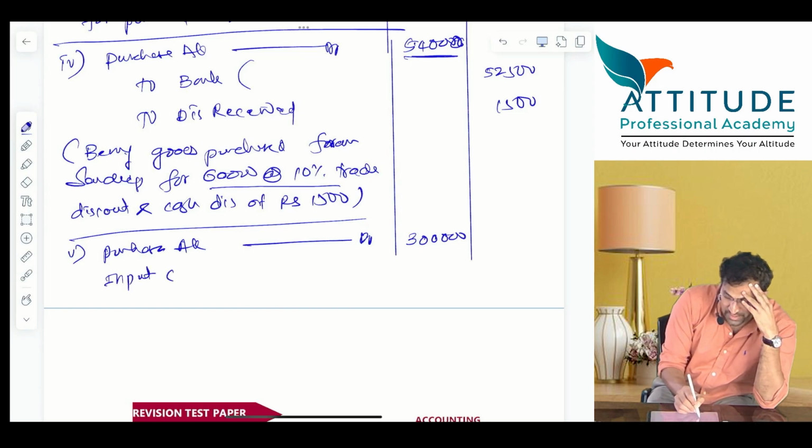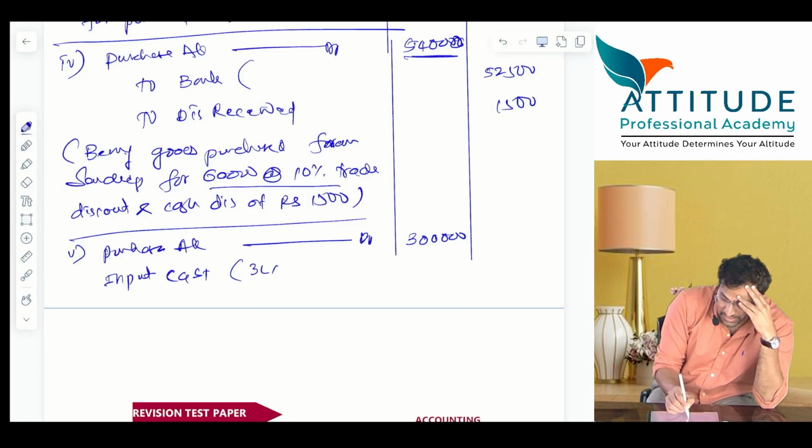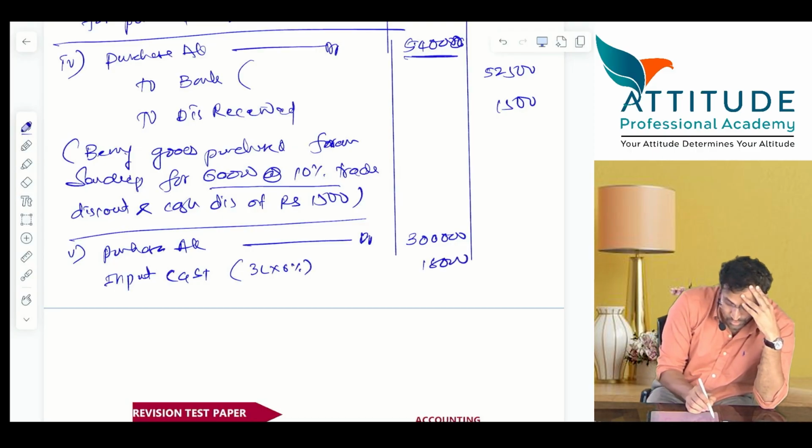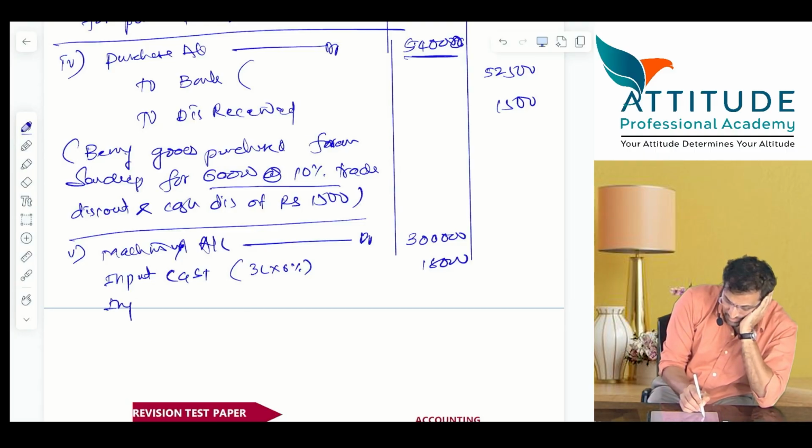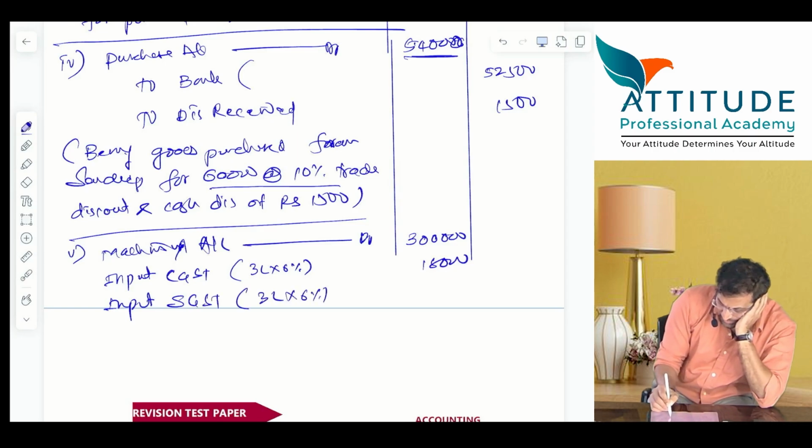Input CGST कितना है? 6% each है क्या? दोनों मिला के 6% है each. So 3 लाख का 6% कितना हो गया? 18,000. Oh sorry, it is machinery. हाँ, मशीनरी के लिए भी आपको क्रेडिट मिलता है. ओके. इनपुट SGST, 3 lakhs into 6% which is also how much? 18,000. To bank कितना पे किया?